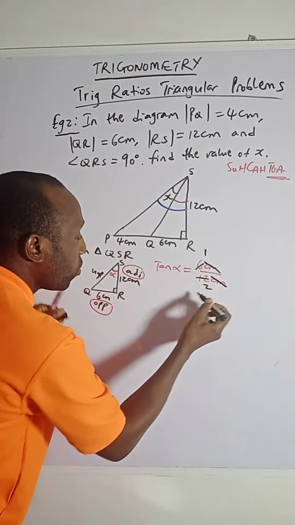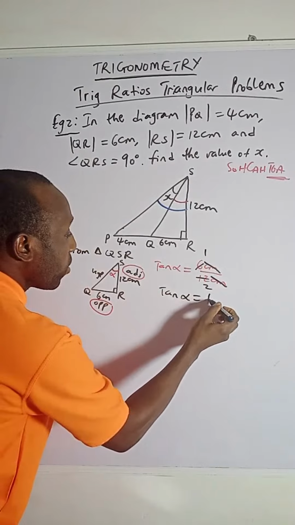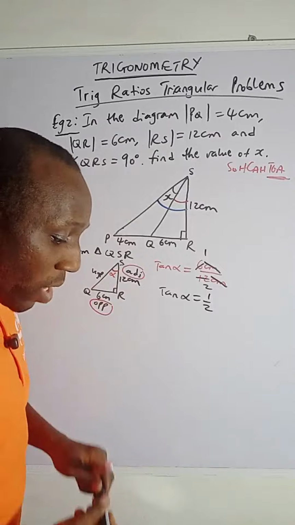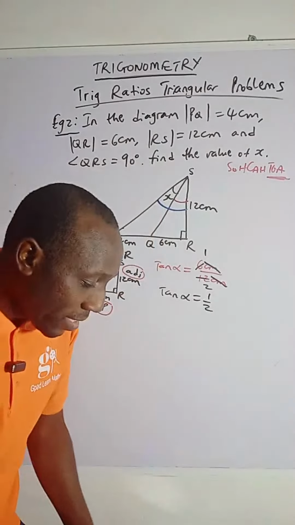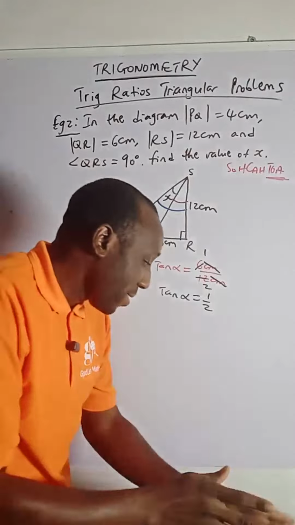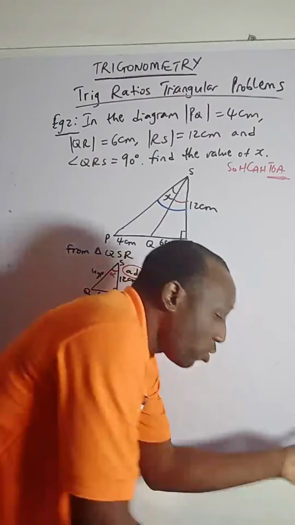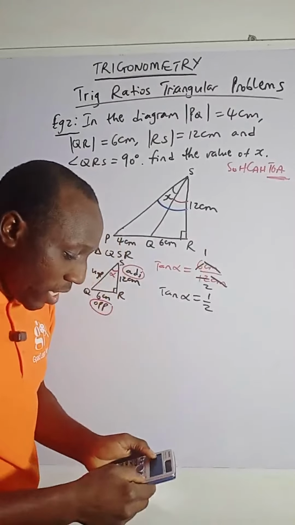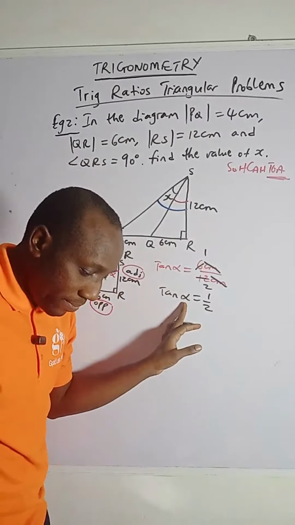6 into 12 is what? 2. So tan alpha is equal to 1/2. If you have a calculator, can you tell me how to get alpha?